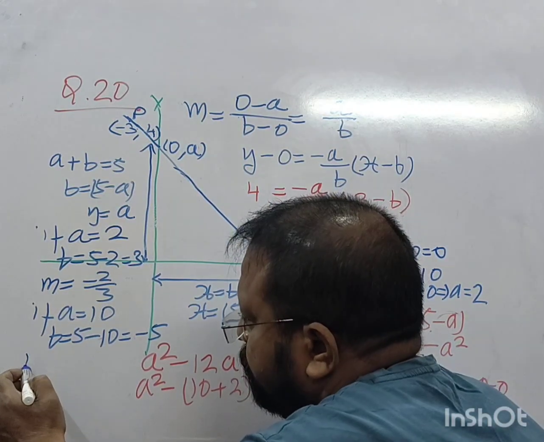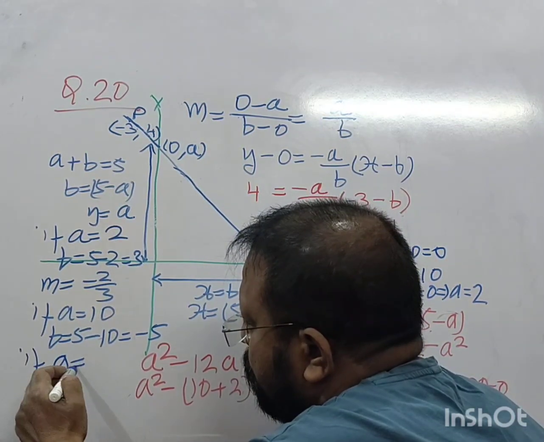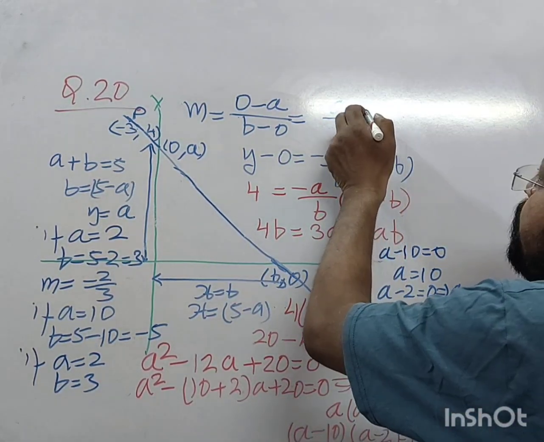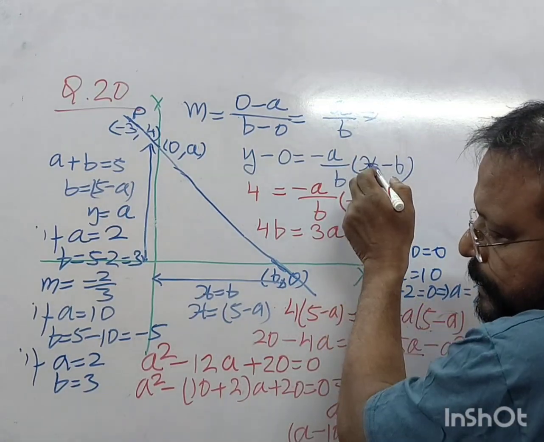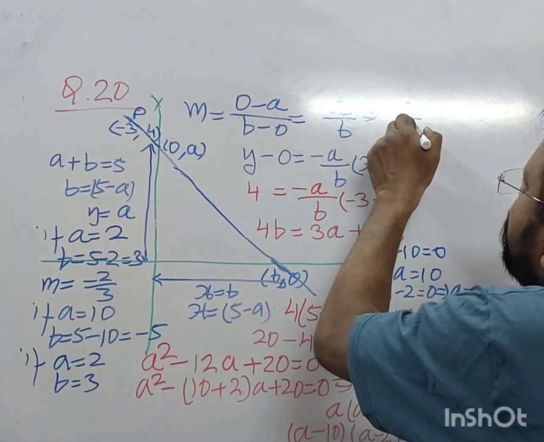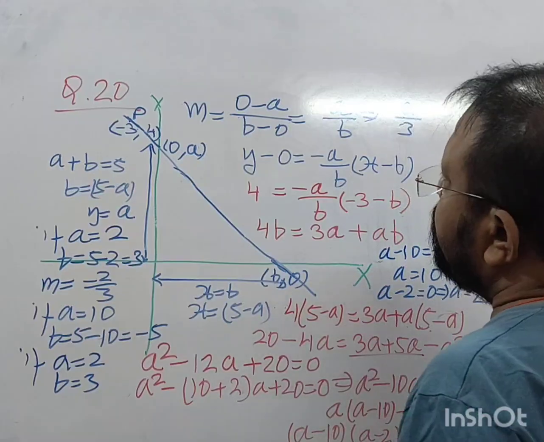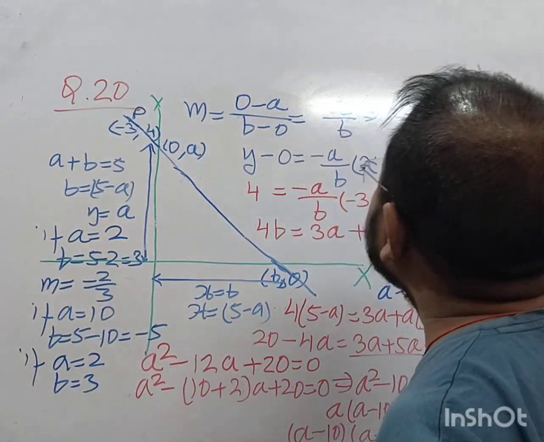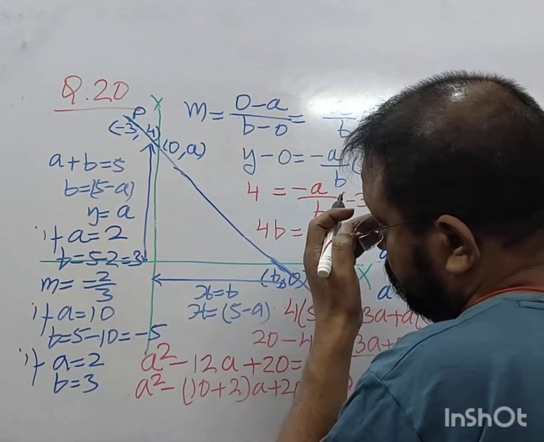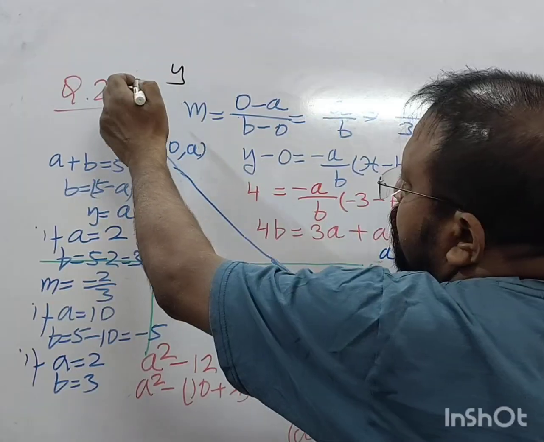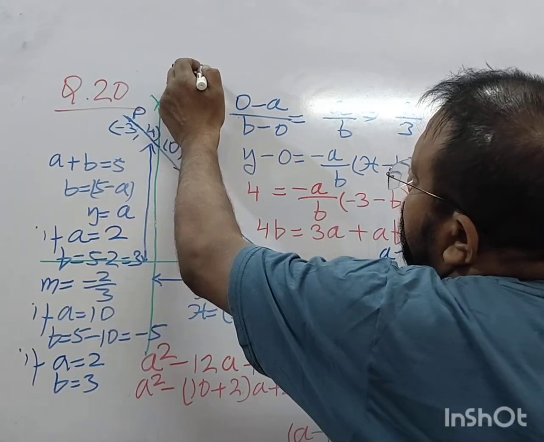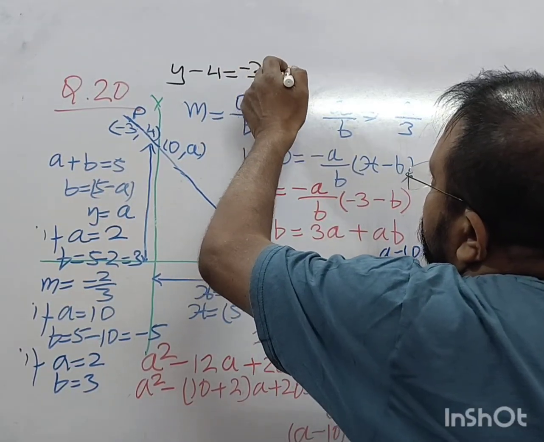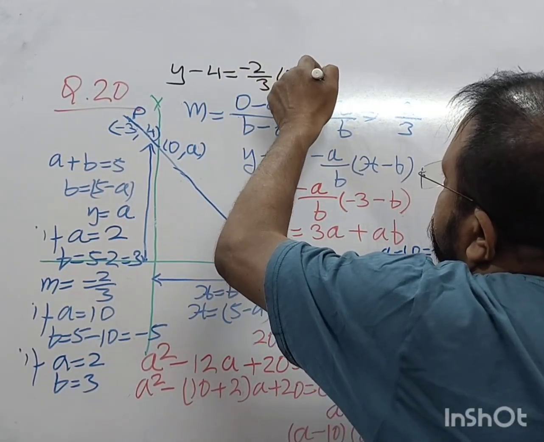If A is equal to 2, then B is equal to 3. So slope is equal to minus 2/3, right? And then we have an equation y minus 4 is equal to minus 2/3 bracket x plus 3.